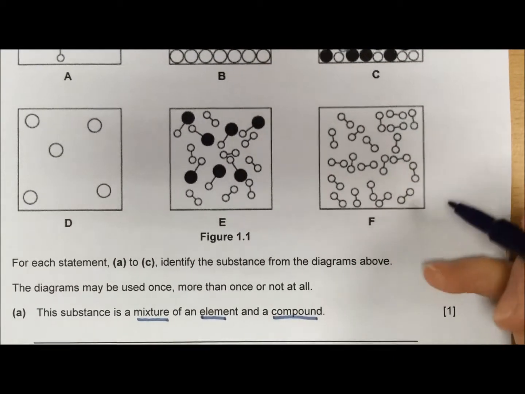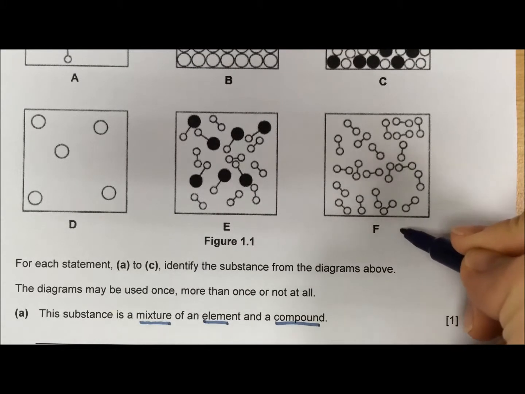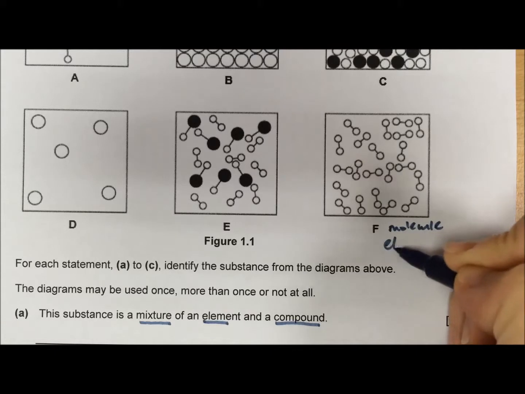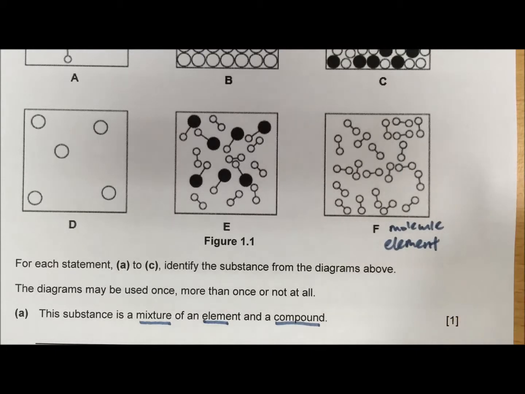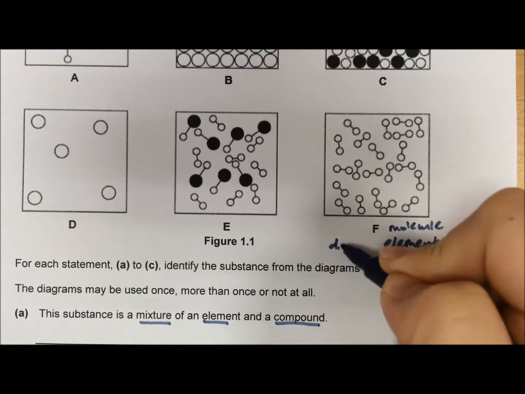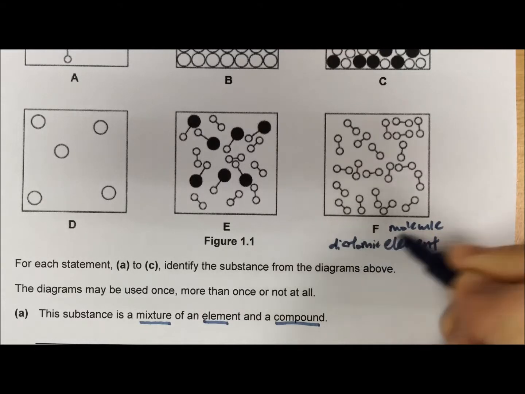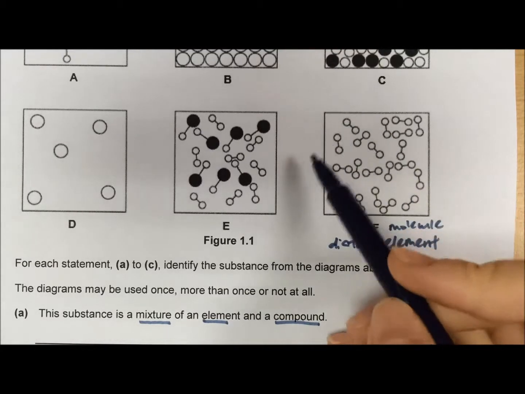So we look. Okay, for example, you look at F first. F is an element because all are the same type, but there is more than one. So we call it a molecule of an element. This is usually diatomic elements like group 7 or hydrogen, oxygen, nitrogen.